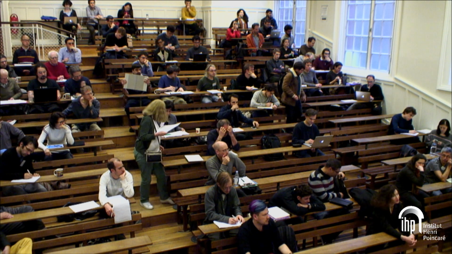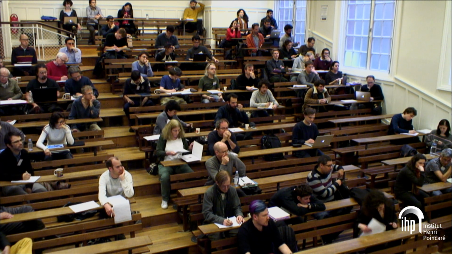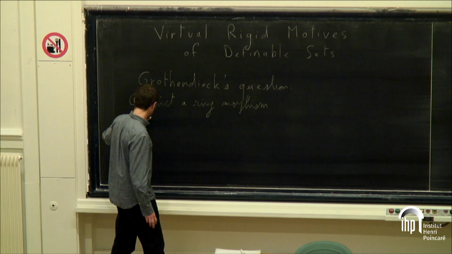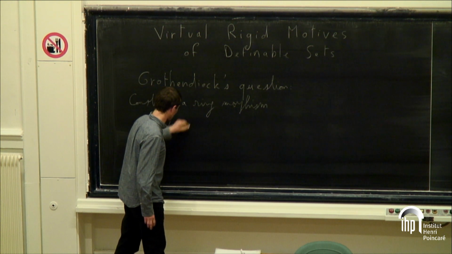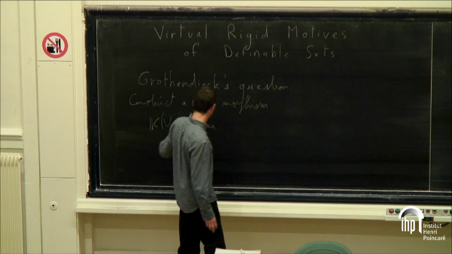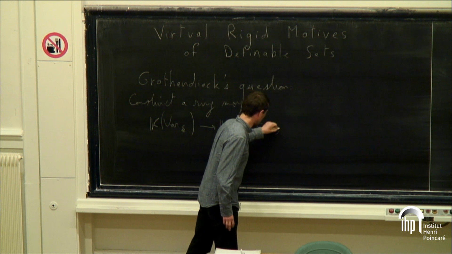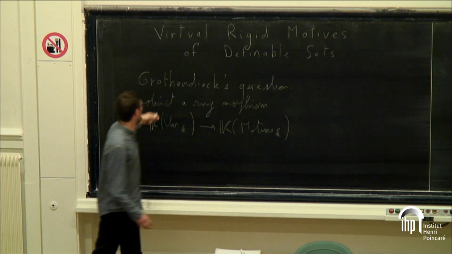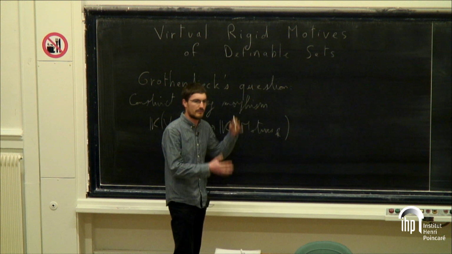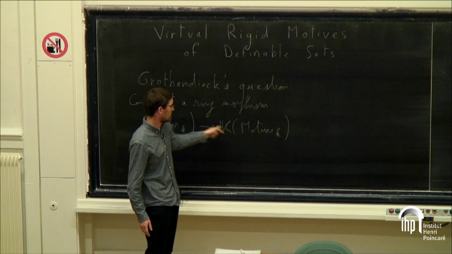So he asks to construct a ring morphism from the Grothendieck group of varieties. I formulate the question anachronistically, but that's what it is called now: the Grothendieck group of varieties over a field K to the Grothendieck group of motives over K. He asks this in a letter to Serre, and he mentions that he thinks there should be a theory of motives satisfying certain properties, and that we should try to build a map like this, maybe to investigate some properties of the motives.